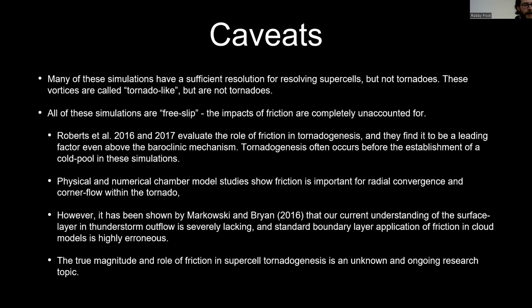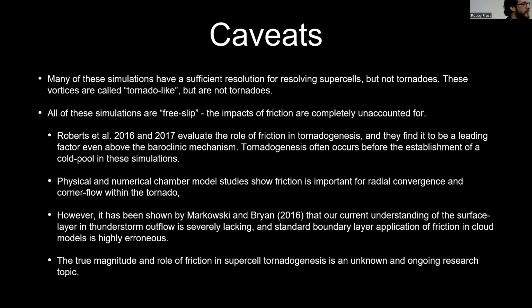Another thing to keep in mind is that all those simulations we just discussed were free slip. So the impacts of friction are completely neglected, and tornadoes happen in a frictional turbulent boundary layer. So this says nothing about what's going on there. Roberts et al. 2016 and 17 sought to simulate and evaluate the role of friction in tornadogenesis, and they found it to be a leading cause, which was interesting.